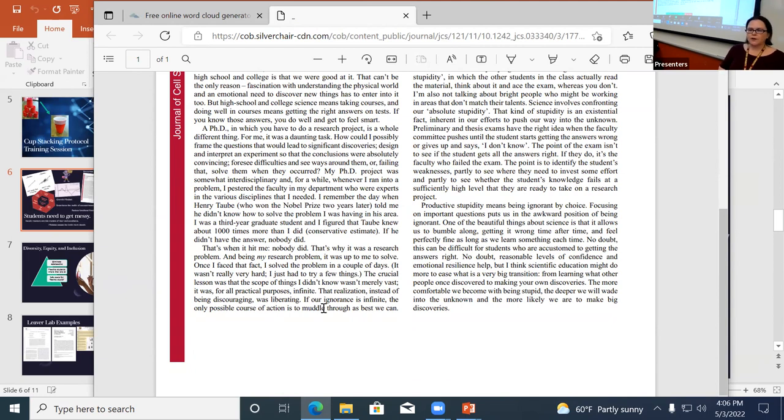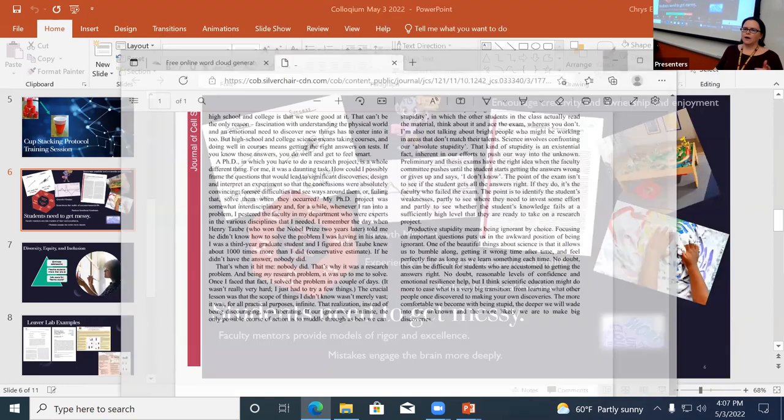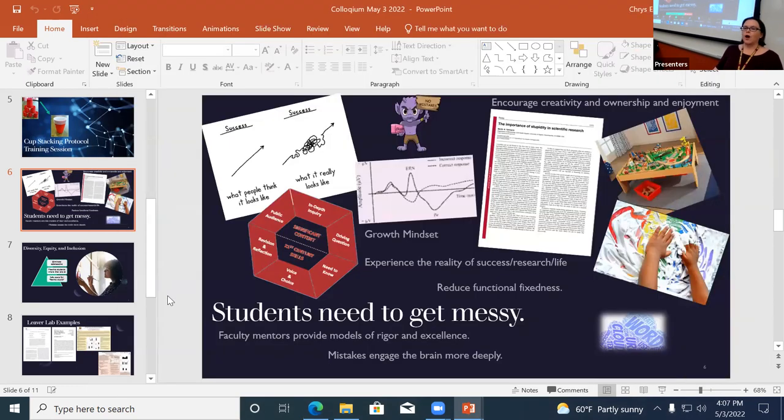No doubt, reasonable levels of confidence and emotional resilience help, but I think scientific education might do more to ease what is a very big transition from learning what other people once discovered to making your own discoveries. The more comfortable we become with being stupid, the deeper we will wade into the unknown and the more likely we are to make big discoveries. So that sort of highlights a lot of my drive, or a lot of the logic I use in my lab.